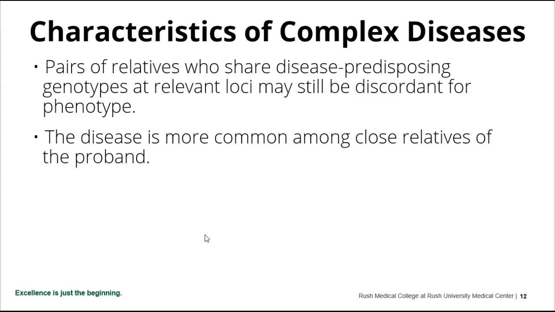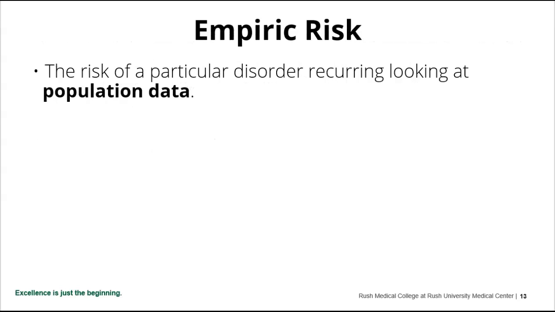Characteristics of complex diseases. Pairs of relatives who share disease-predisposing genotypes at relevant loci are still discordant for the phenotype. So, it doesn't necessarily mean you'll get it. And the disease is more common among close relatives. So there are a lot of other factors that today we don't 100% understand.